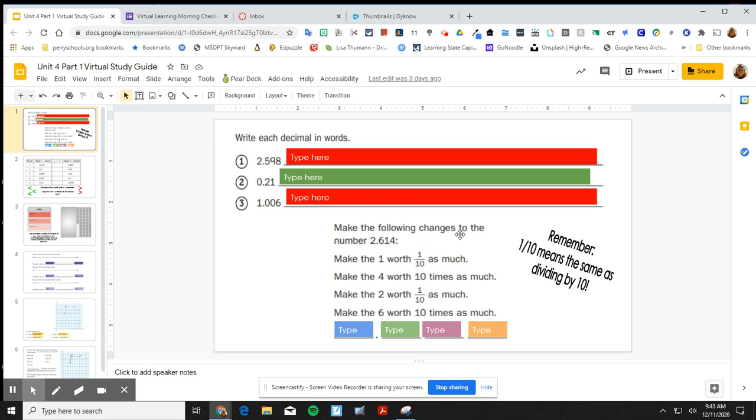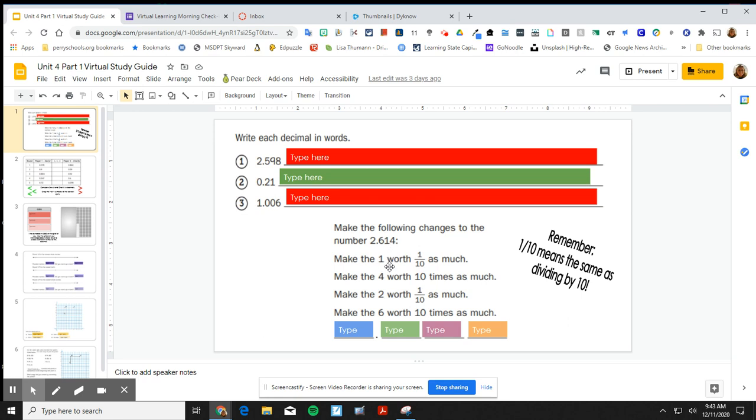So it says, make the following changes to the number 2 and 614 thousandths. You're going to make the 1 worth 1/10 as much. Make the 4 worth 10 times as much. Make the 2 worth 1/10 as much. And make the 6 worth 10 times as much. So using the idea of place value and knowing that this was 2 and 614 thousandths.